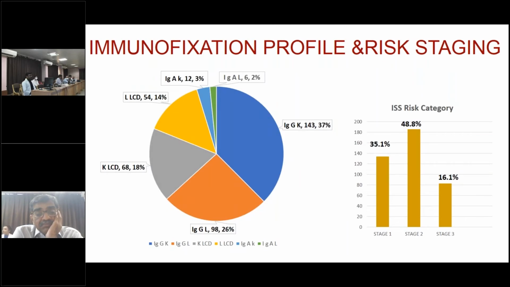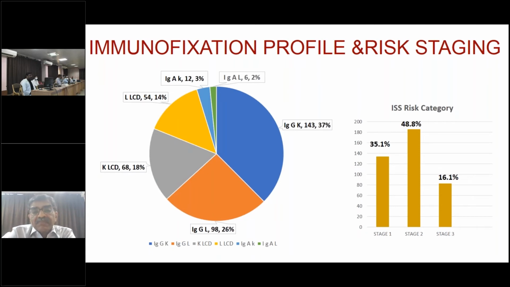After describing the clinical profile, the next domain of the disease that any treating physician or hematologist would be interested in is its immunofixation profile and risk staging, because it dictates the prognosis and therapy monitoring. The most common immunofixation profile is IgG disease, kappa followed by lambda, and then light chain disease, and the least common is IgA disease.